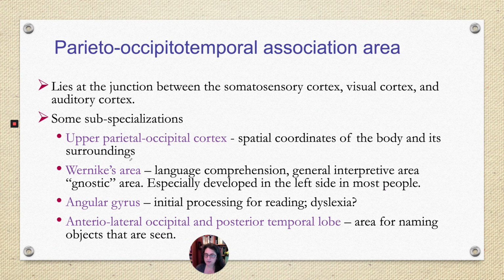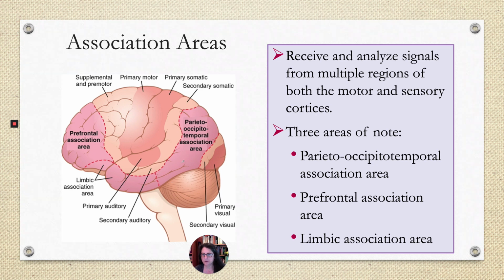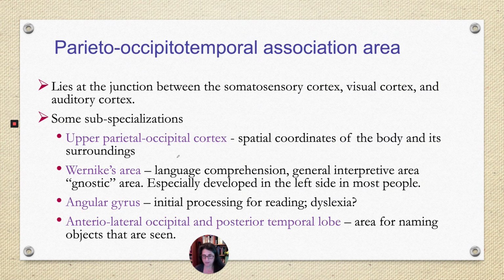Angular gyrus is an initial processing area for reading, and they think perhaps damage to this area might cause some forms of dyslexia, but not all dyslexias are going to be due to an angular gyrus lesion. So where's the angular gyrus? Well, another picture will show it better, but it's back here about that area.